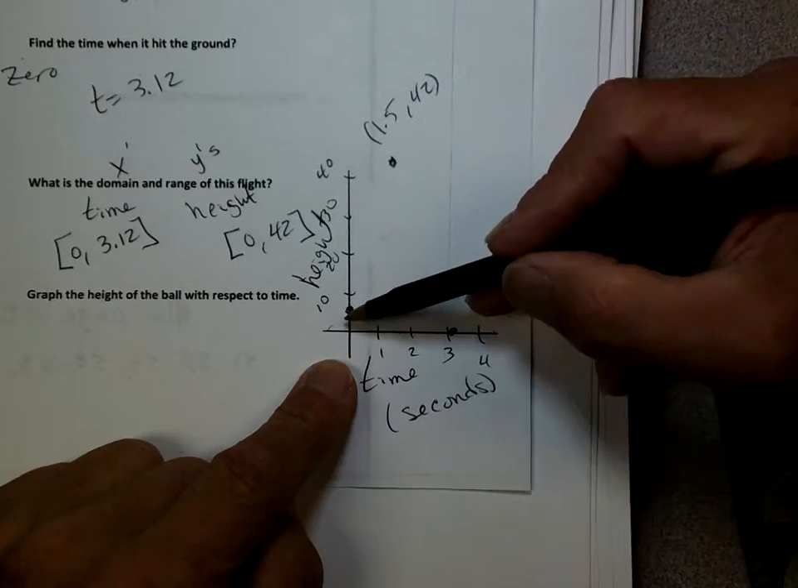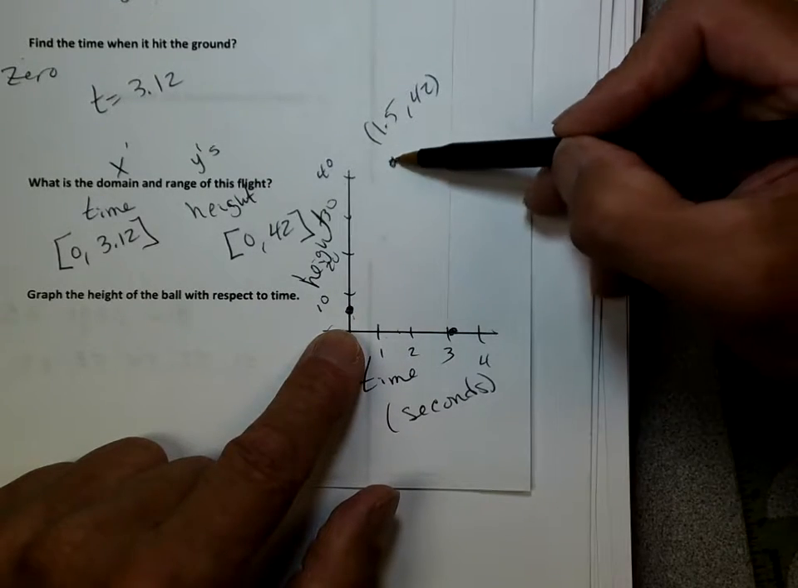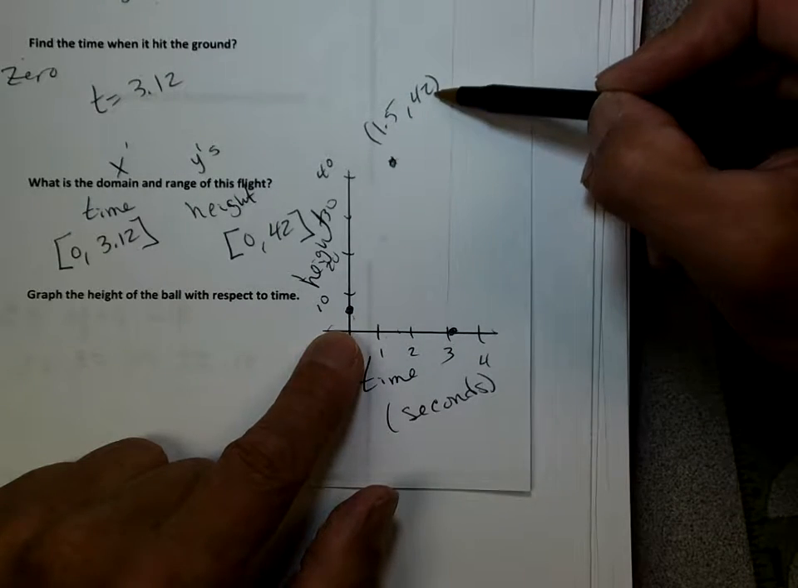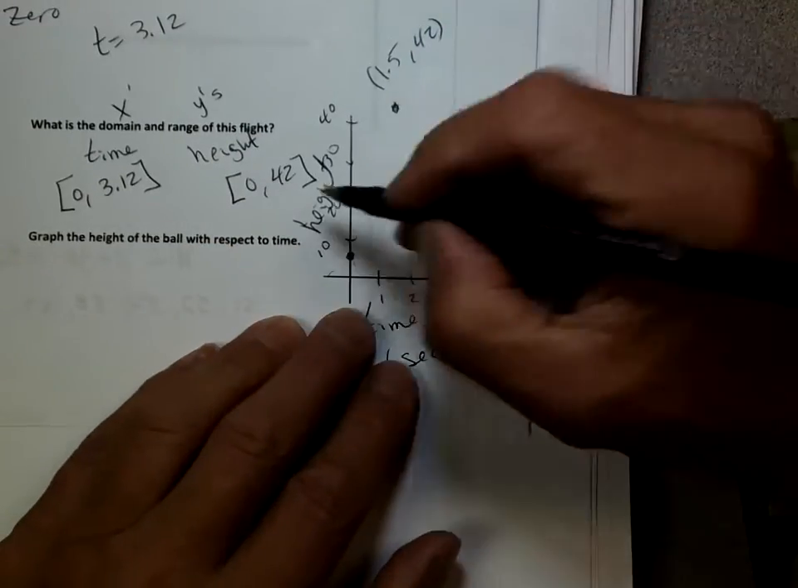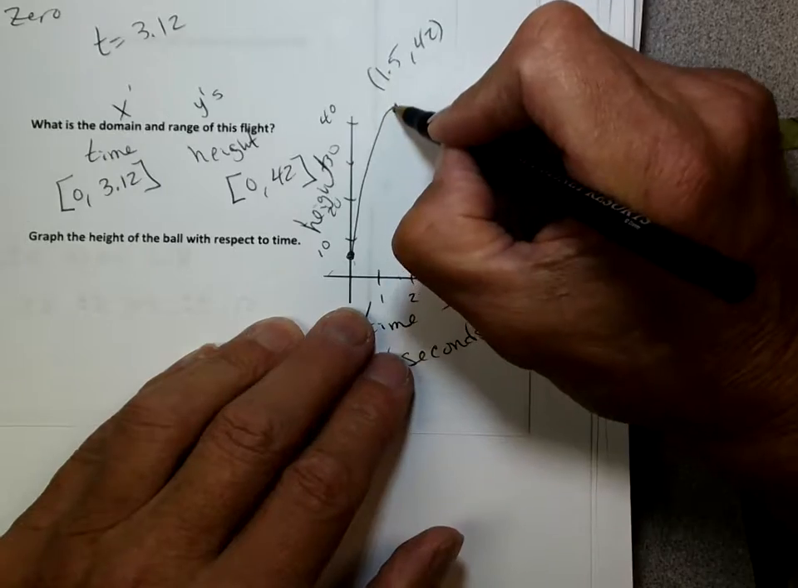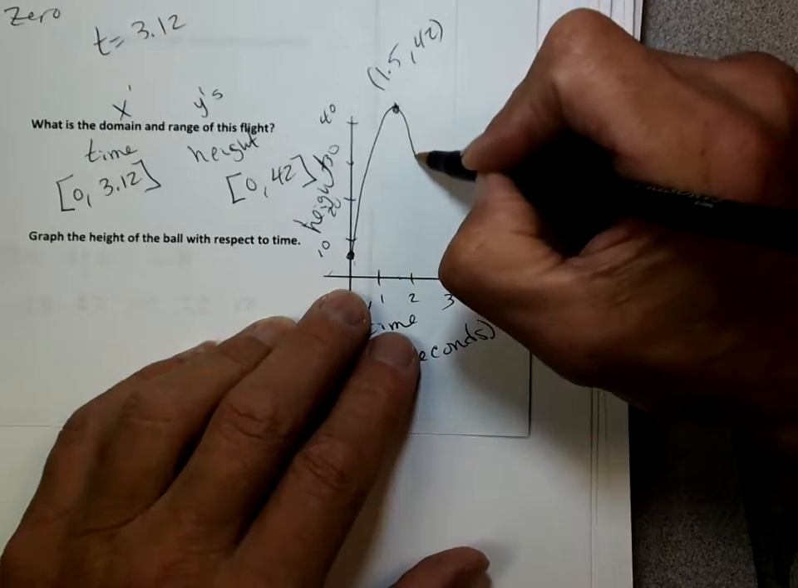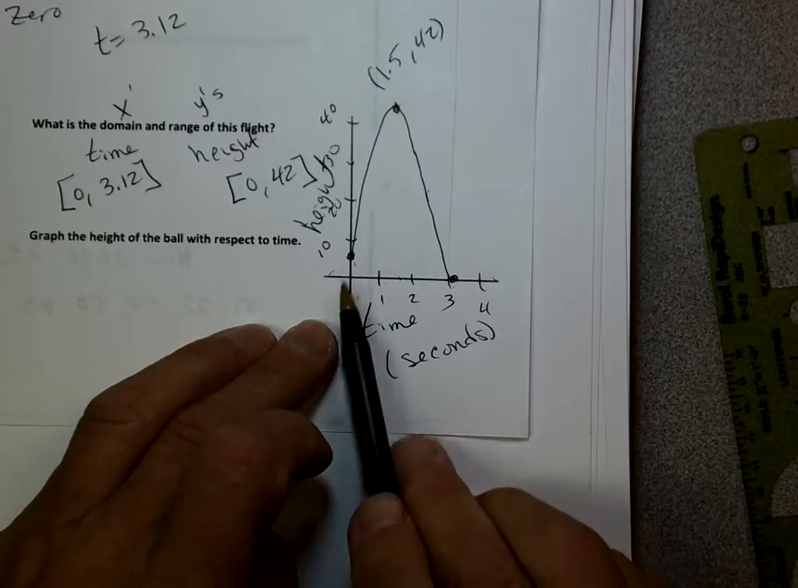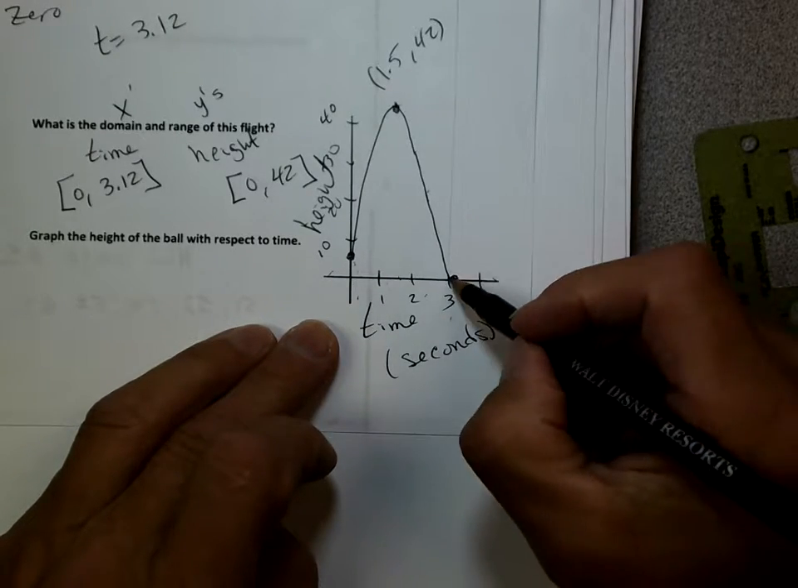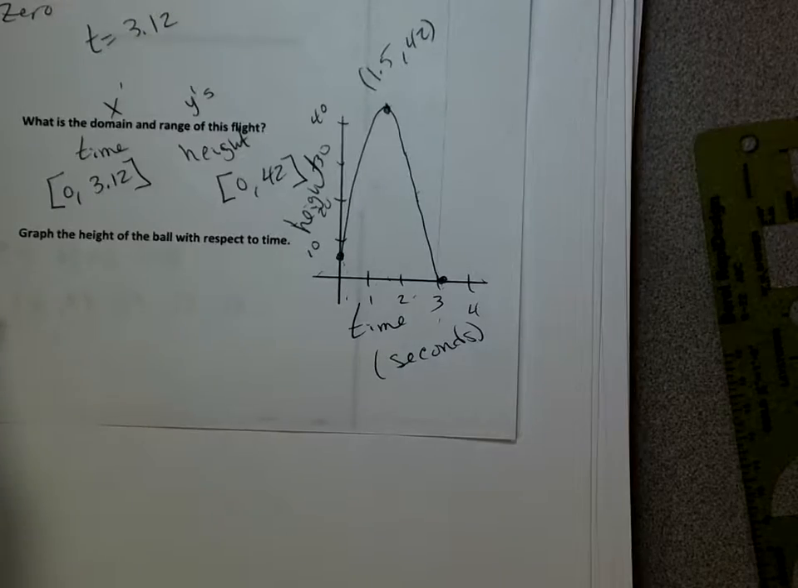So I've got a point where it starts at 6 feet. Its highest height is at 1.5 seconds, 42 feet. And then it hits the ground after 3 seconds. So it just goes up and comes back down. Again, this is not the path of the ball. This is the height of it over time. Okay, so don't get confused. Not too bad. Okay, let's turn the page.